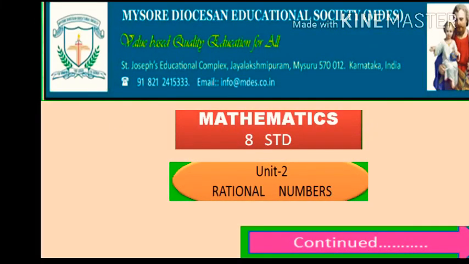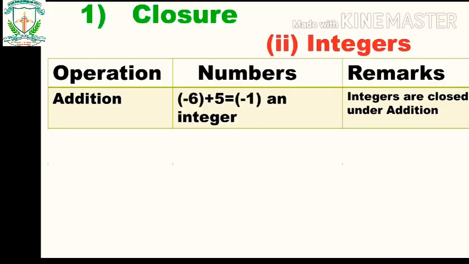In last class, we discussed some properties of rational numbers. Today, we'll continue the next concept of this chapter. In previous class, we learnt about commutative property for whole numbers and associative property for whole numbers. Now, let's consider closure property for integers.